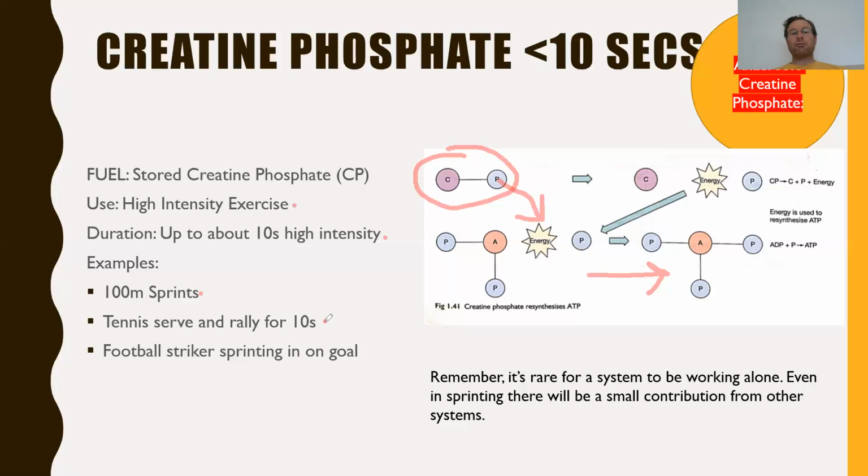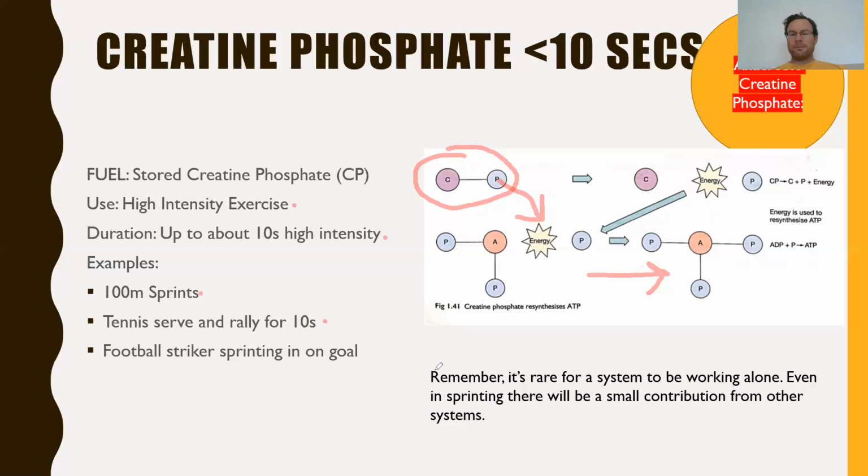So something like a striker sprinting in on goal, let's say you're moving around, you're using your sort of aerobic systems, just jogging into position, and then someone puts a ball over the top, boom, you follow it into the goal, you're bearing down on the striker. The fact that you're running at that high intensity means that this system is the key one. So it's going to really predominate in those sort of instances.